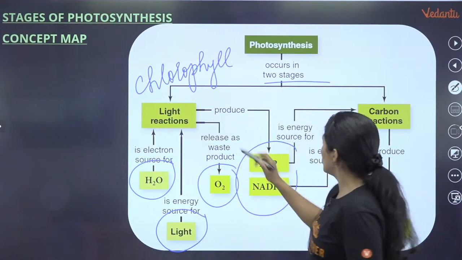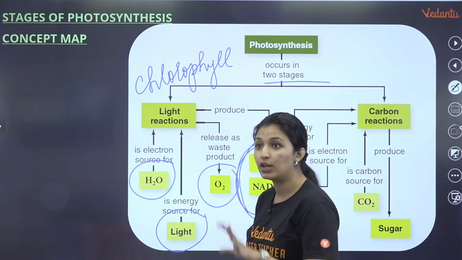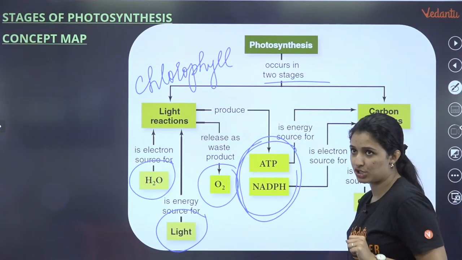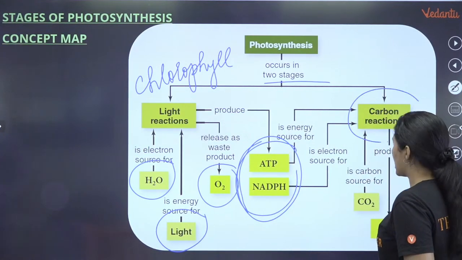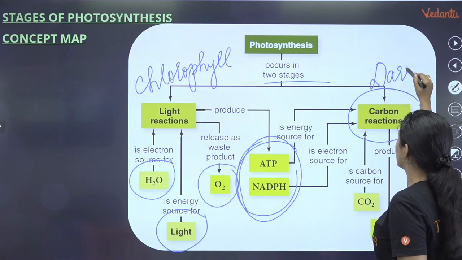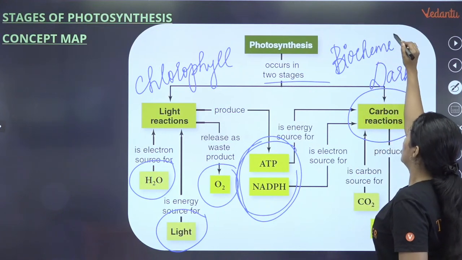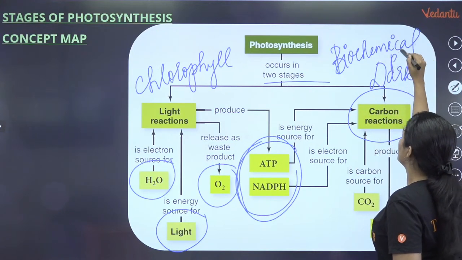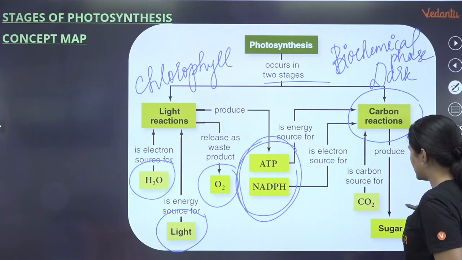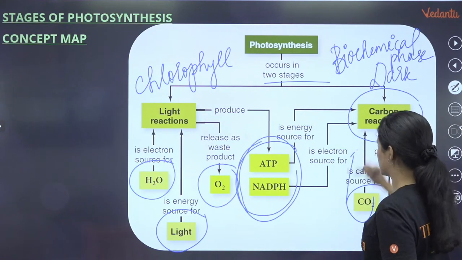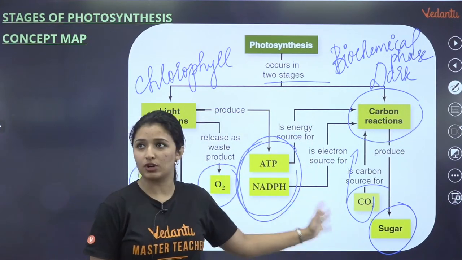Why do we need the light reaction? Light reaction is required only to produce ATP and NADPH. Now this ATP and NADPH will be utilized in the carbon reactions or the dark reactions, also called the biochemical phase. Here, the ATP and NADPH will be utilized and they will make sugar. Carbon dioxide is utilized also. So this is just an idea of what we're going to learn today.